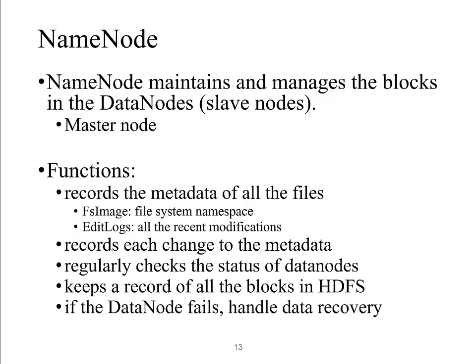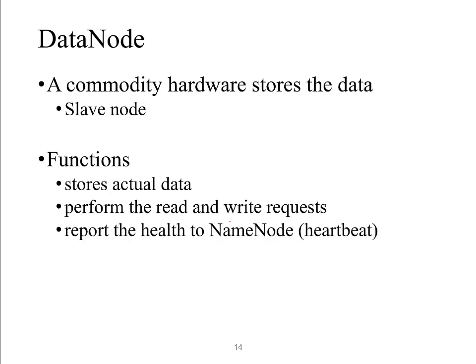Therefore, for the name node, we would need a highly available server that manages the file system namespace and controls access to files by clients. In other words, we expect the name node to be much more reliable than those data nodes.